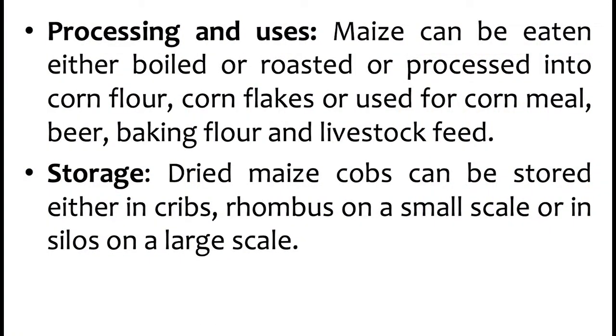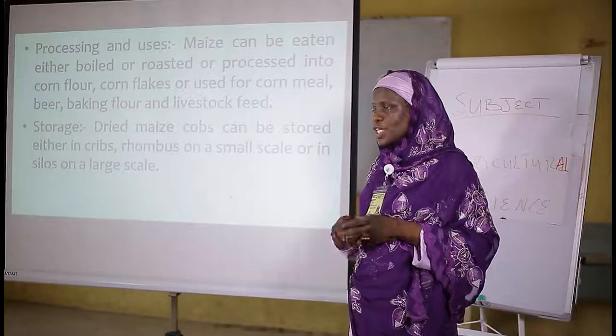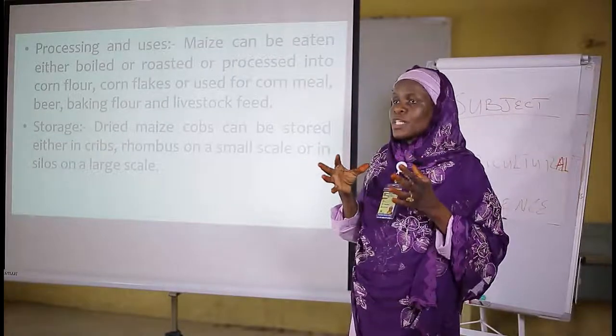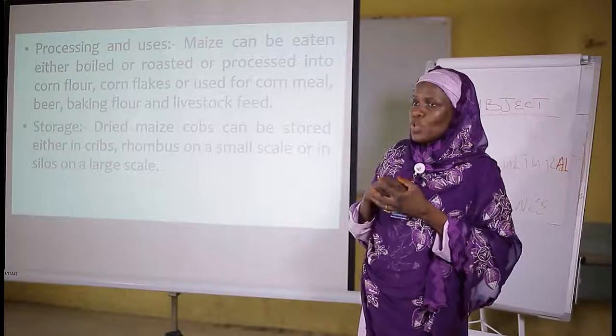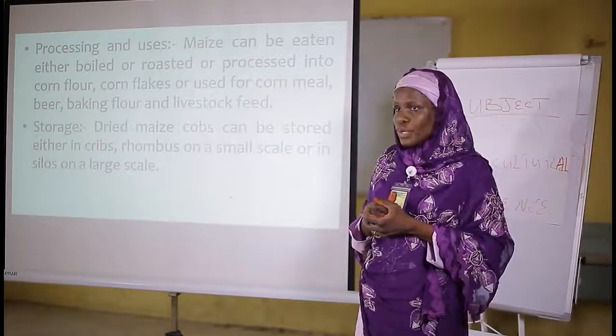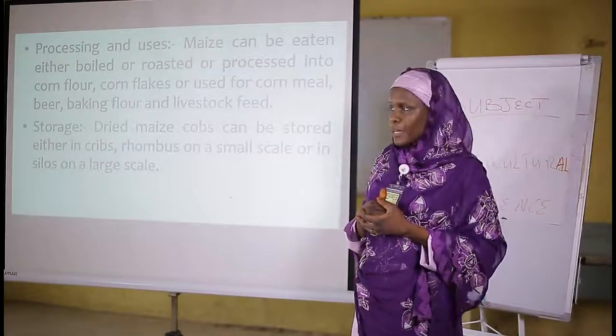Processing and uses. Maize can be eaten either boiled or roasted, or processed into corn flour, cornflakes, livestock feed, beer, baking flour, etc. Storage. Dried maize cob can be stored either in cribs, in rumbus, on a small scale, or in silos on a large scale. When it is on large scale, you can store it in silos. And when it is on small scale, you can use your rumbus or cribs to store the maize grain.